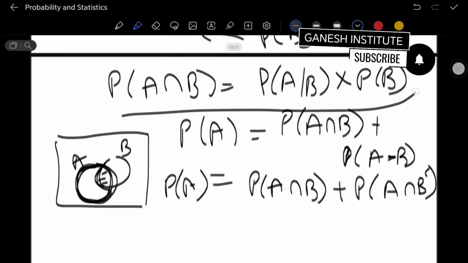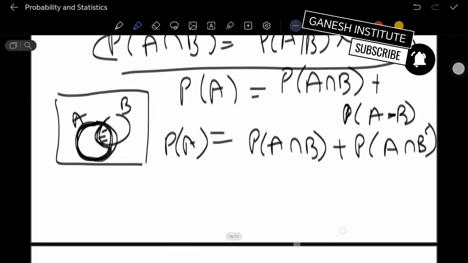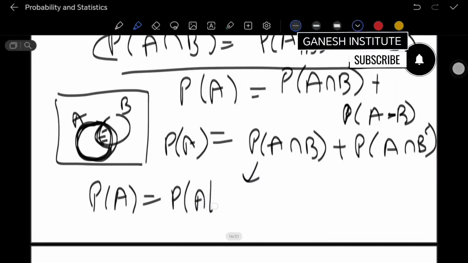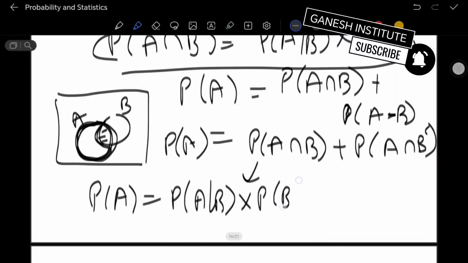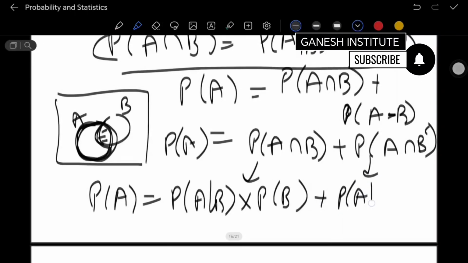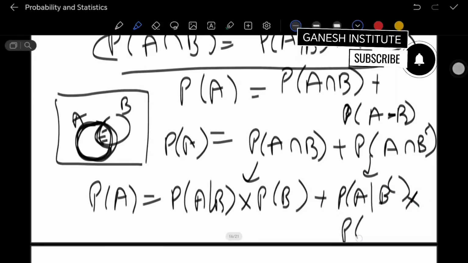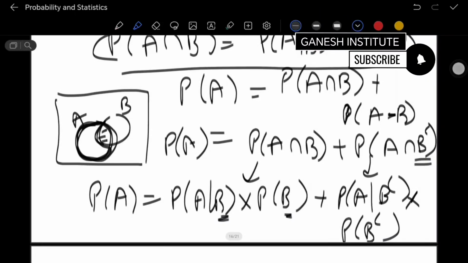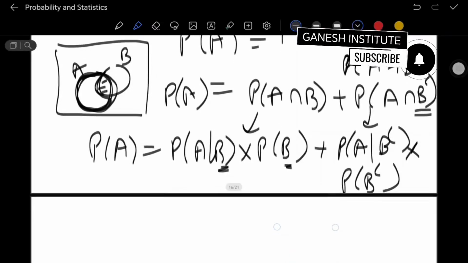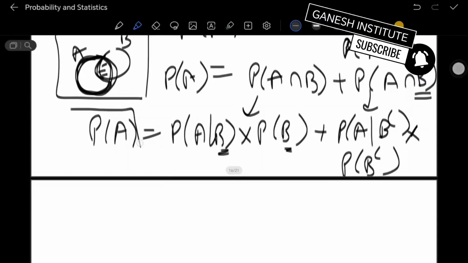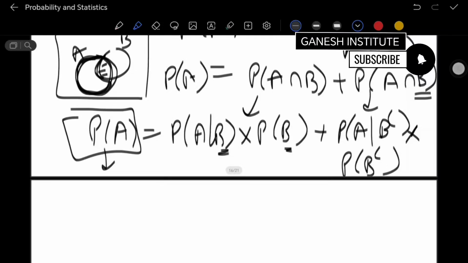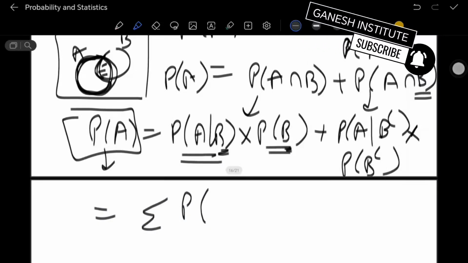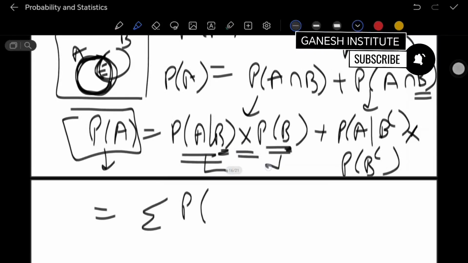So can I write this in place of the intersection? So this will become P(A|B) into P(B), and this will become P(A|B complement) into P(B complement), right? We are just putting B complement in place of this because this is our given conditional value. So this is how you need to calculate. In case of total probability, the probability of an event will be the summation of the products of conditional probabilities and P(B)s.